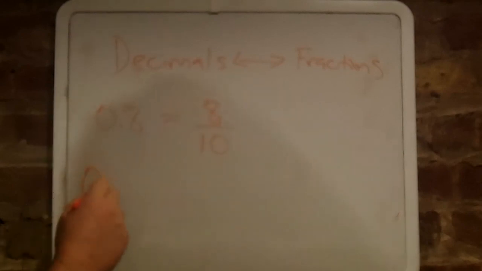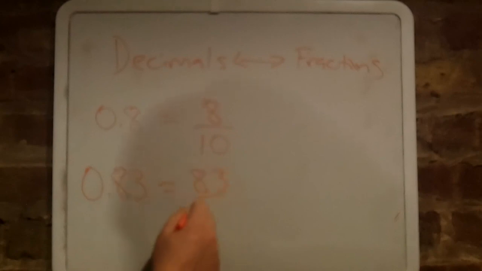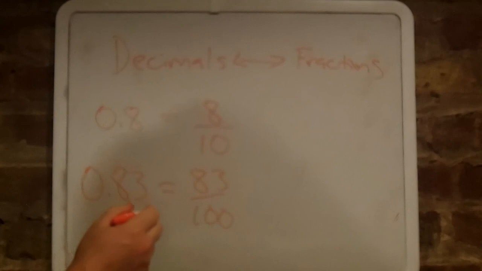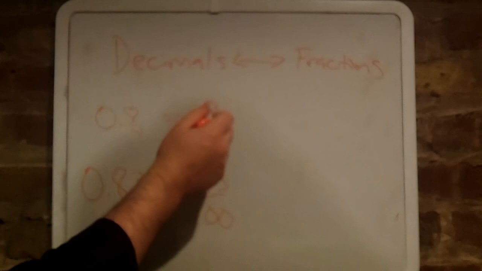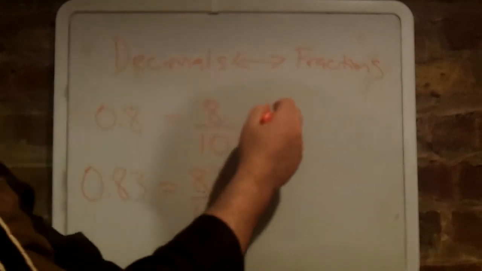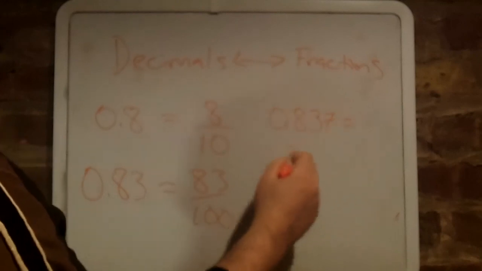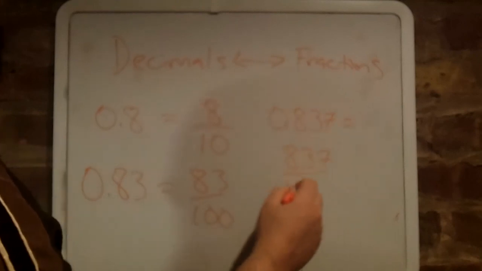If I had, say, 0.83, that would be the same as 83 over 100. So you write the numbers you have, then you count the number of places, and then you write 1, and the number of zeros on the bottom will equal the number of digits you have on top. So if you have 2 digits on top, you have 2 zeros on the bottom, 1 digit on top, 1 zero on the bottom. If I have, say, 0.837, that's going to be 837 over 1,000.